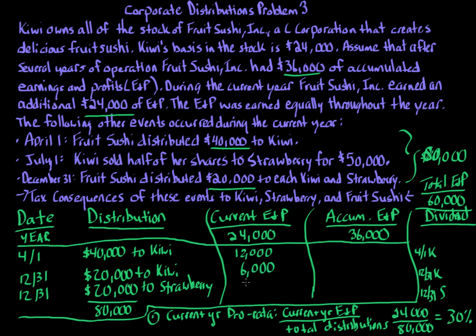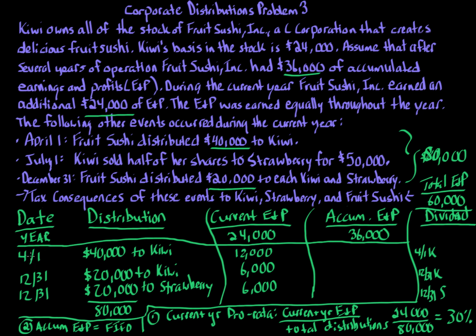A good way to check your work is if these three numbers sum up to 24,000, you got it right. So 12 plus 6 plus 6 is 24,000. So we did it properly. That allocation is proper. Now, for the accumulated E&P, we go through on a FIFO basis. That's rule number 2. Rule number 2 is that accumulated E&P is FIFO, first in, first out, but it's applied after current E&P. So we apply rule 1 first, then we apply rule 2. So this is what we do.